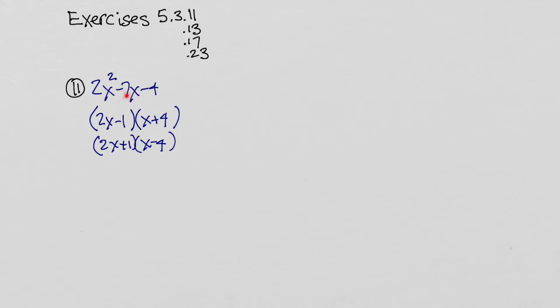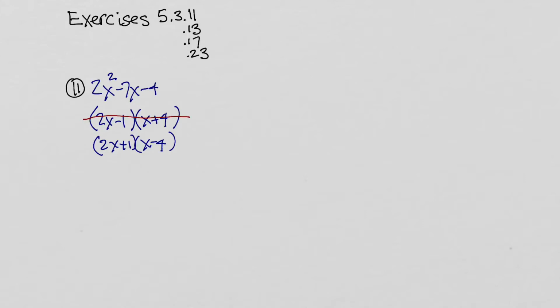But look at this negative 7x. That comes from the outer product and the inner product, adding those together. So this outer product is positive, right? Positive 2x, positive 4. Positive 8x minus x is plus 7x. We got a minus here. So this one does not work.